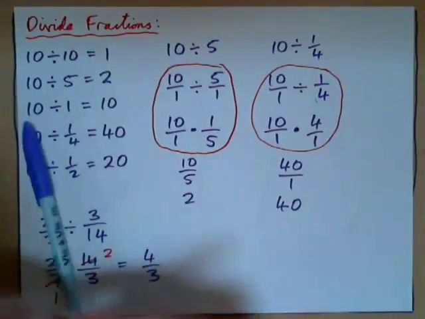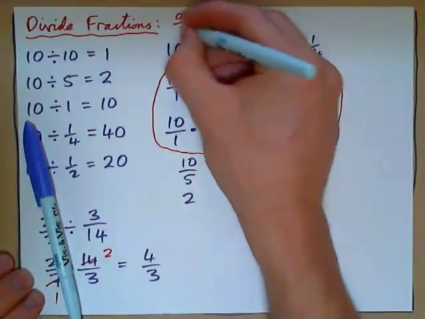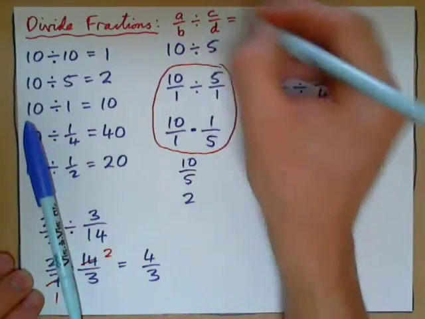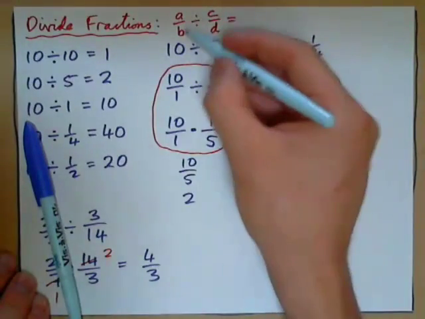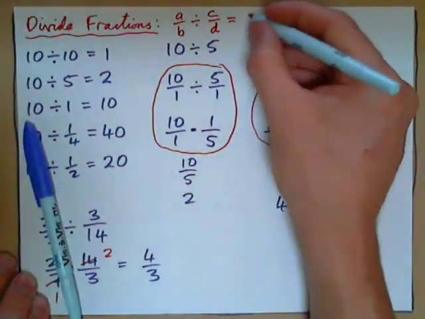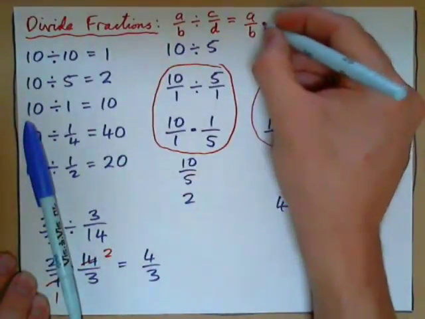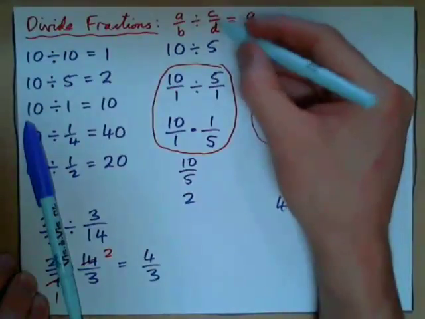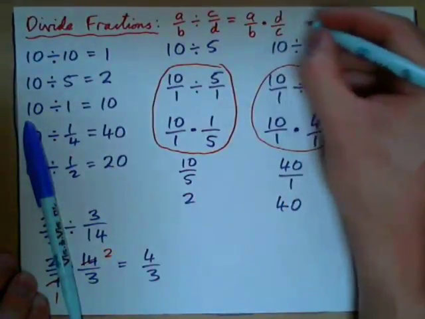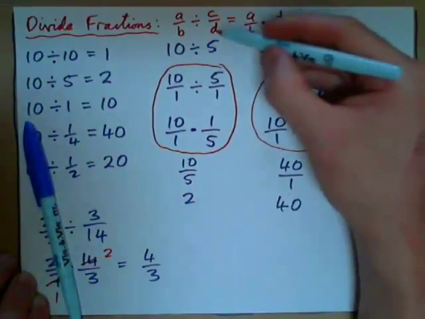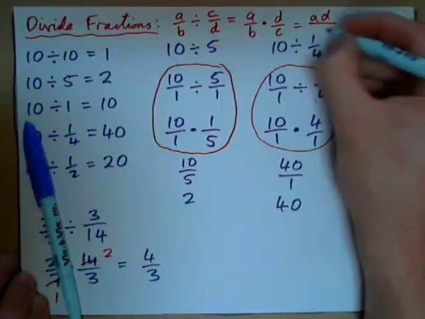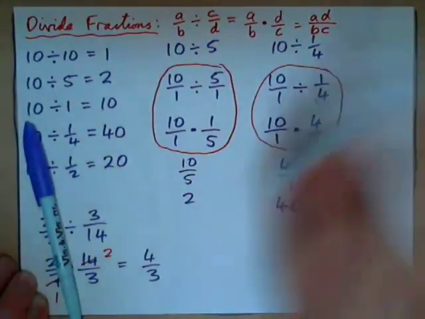So how about this? If you had A over B divided by C over D, what would that be? A, B, C, and D represent numbers. Well, it would be the first fraction, A over B, multiplied by, and what do we do with this fraction? Get the reciprocal, D over C, and multiply. So we just flip this fraction upside down, multiply, and that becomes A times D over B times C, right?